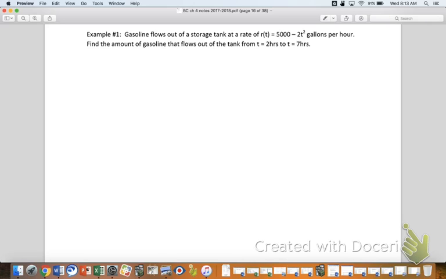I try to picture this as like number 11 on some quiz or number 22 on the AP test, right? Like out of context. So you look at this and it says, gasoline flows out of a storage tank at a rate of, and you'd look at this and be like, hey, that's a rate. So that's probably pretty important, measured in gallons per hour.